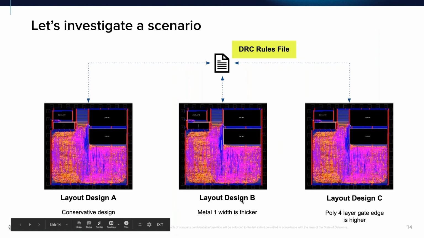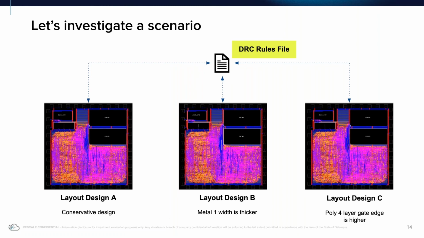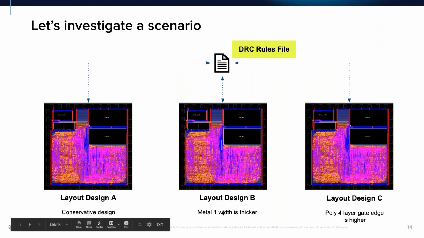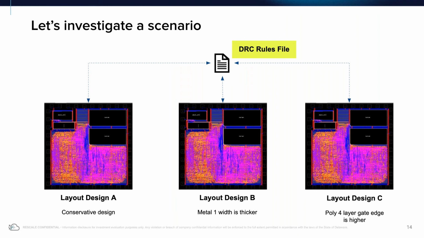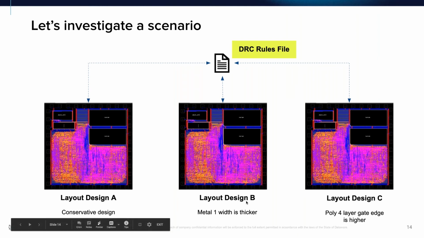The second and the third set of designs, which I call layout B and layout C, I've made some changes to. The second one, I made the metal one width thicker, and this is to improve the performance, right? So if I want to improve performance, obviously there are different aspects in my layout that I can tweak to be a bit aggressive. So in the second design, I've increased the metal one width, and in the third design, I've also modified a couple of layers. In this case, I modified the poly 4 layer, and essentially I made the gate edge higher. So these are my 3 sets of design.